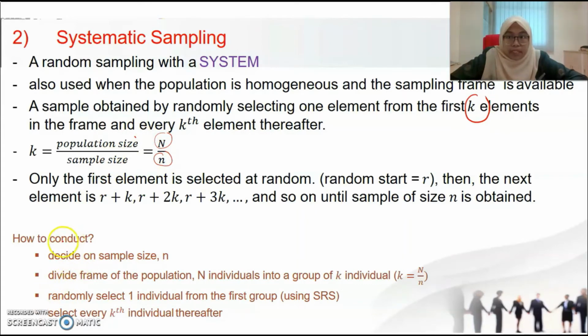In systematic sampling, only the first element is selected at random. Let's say the first element is R. Remember, only the first element is selected at random. For the next element, the element that must be selected is R plus K, R plus our interval K. And then the next one is R plus 2K, and the next one is R plus 3K, and so on until the sample size of n is obtained.